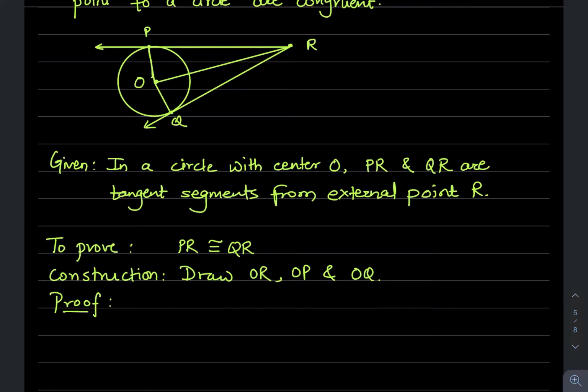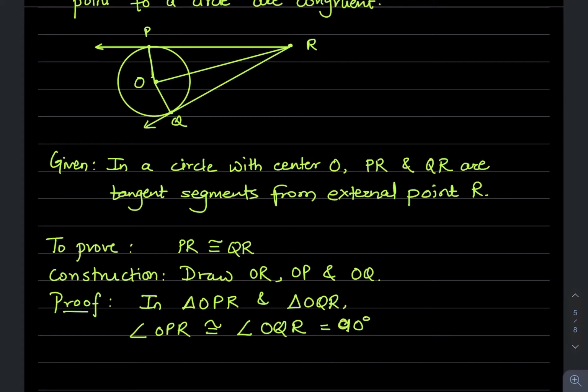So first, in triangle OPR and triangle OQR, first angle OPR equal to angle OQR, which both are 90 degree or right angles. The reason for that is tangent theorem.